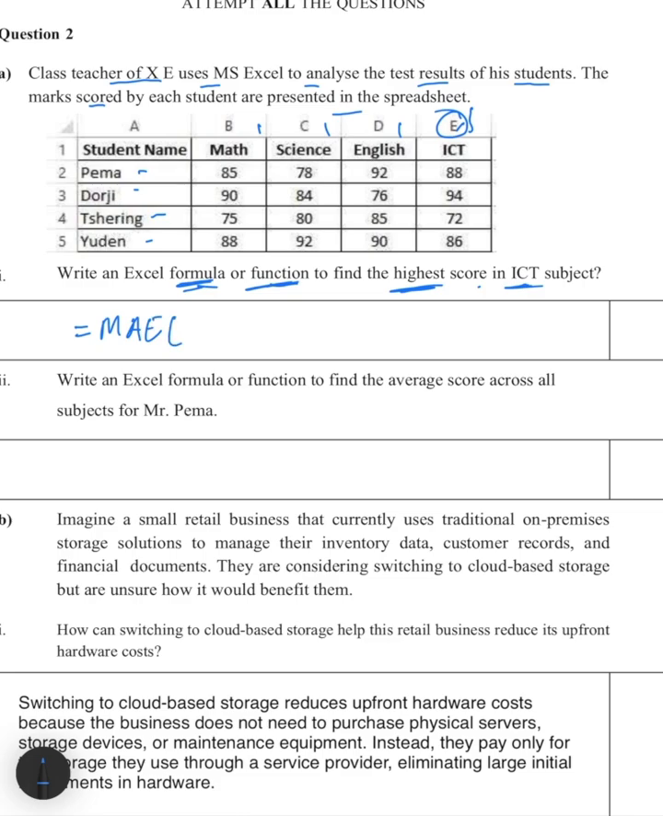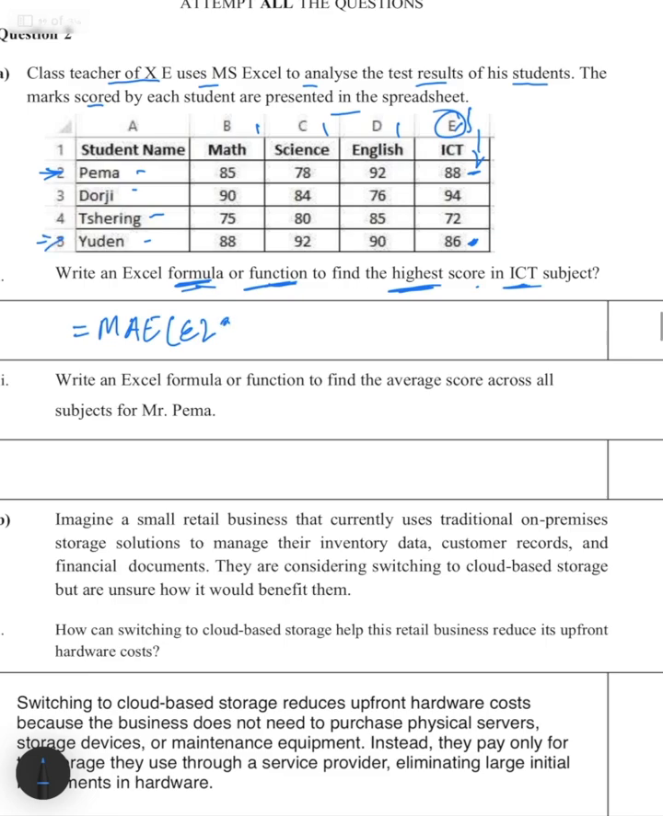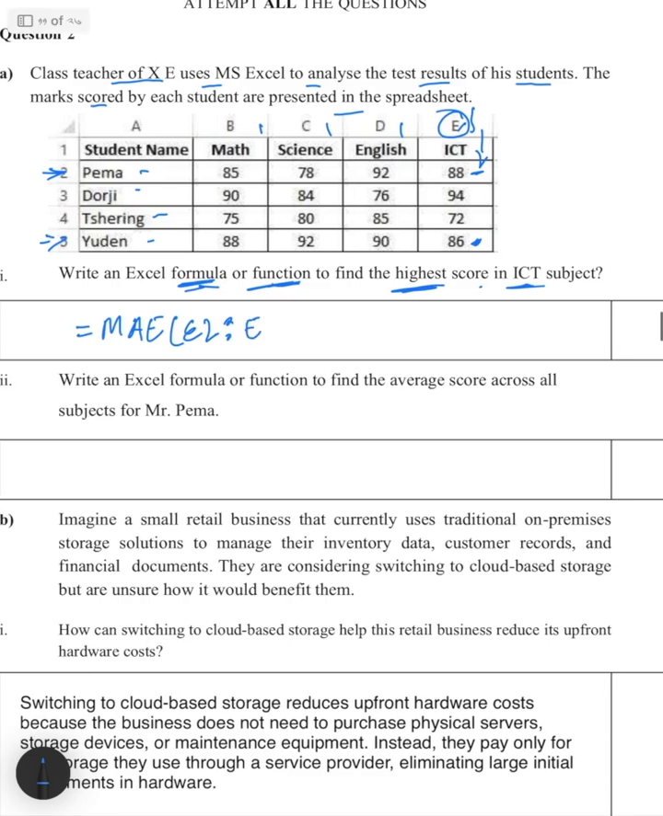So let's see, where is the ICT starting, the marks of ICT starting. It's starting at E2. So E2 till here it is E5. So E2 colon E5. So this is how you find the high score using the function. So let's look at question number 2. Write an Excel formula or function. Here we find the average score, so both formula as well as function is going to be possible.